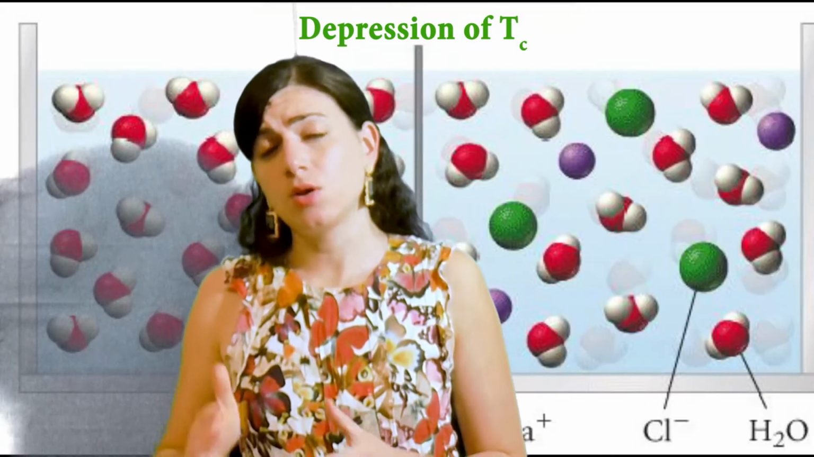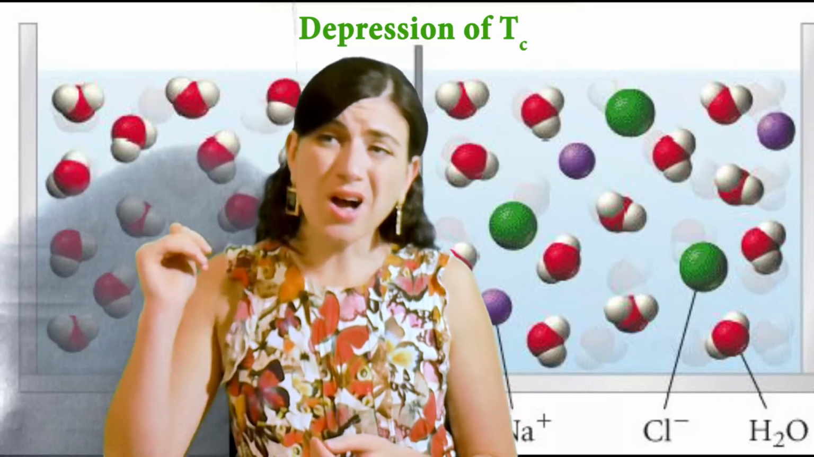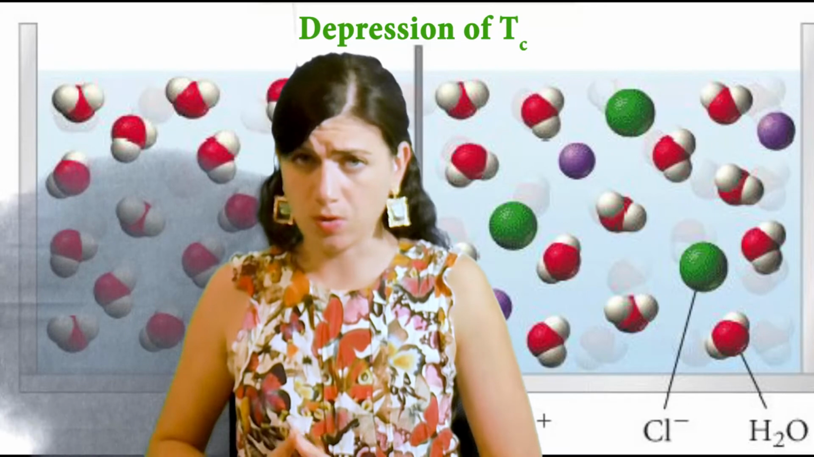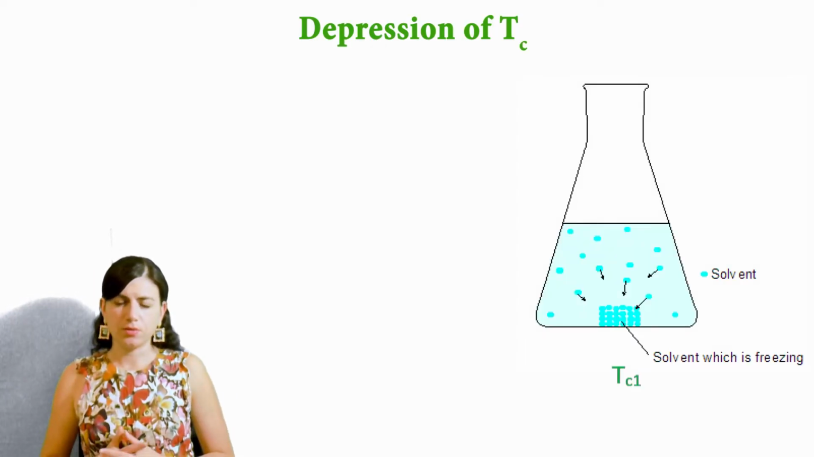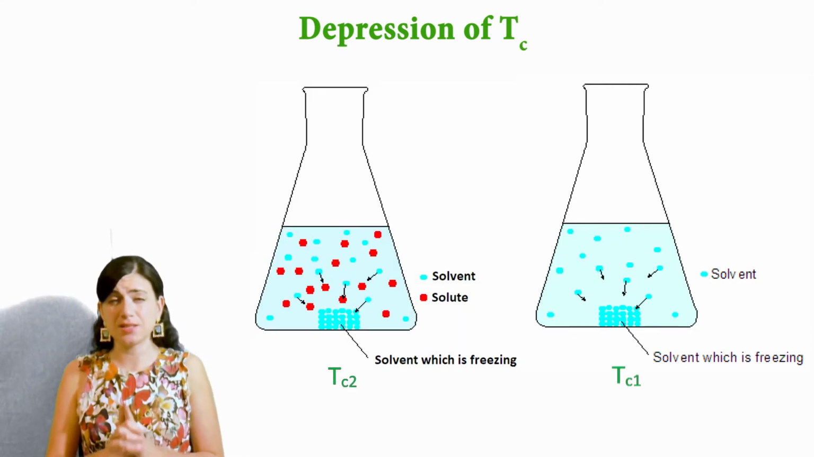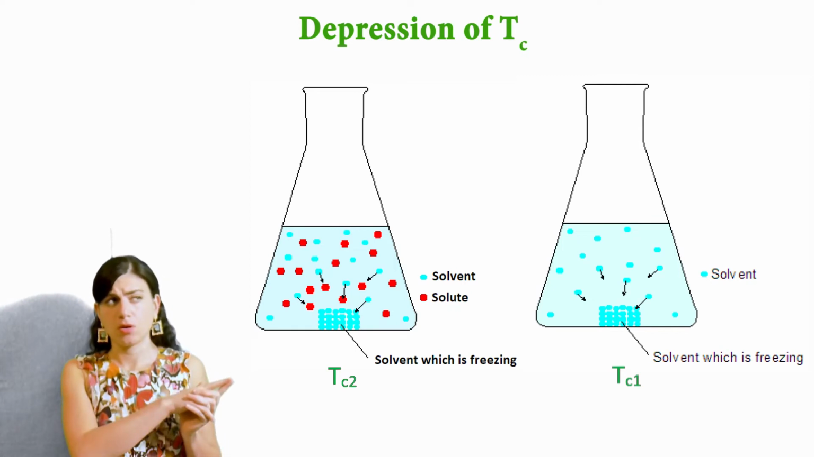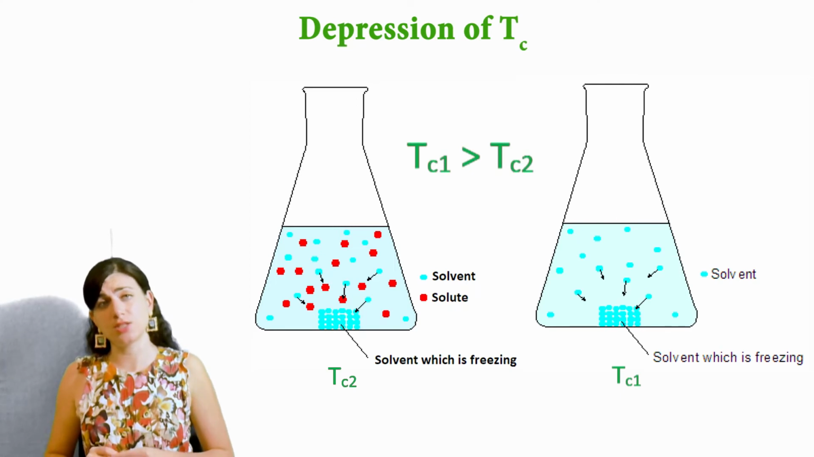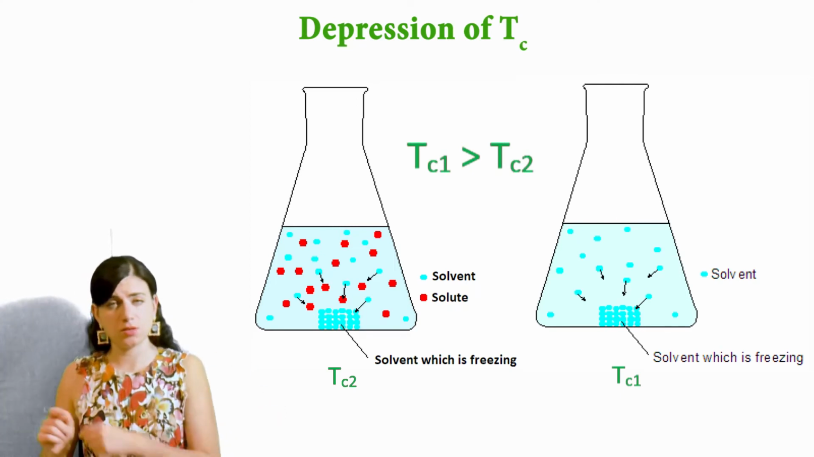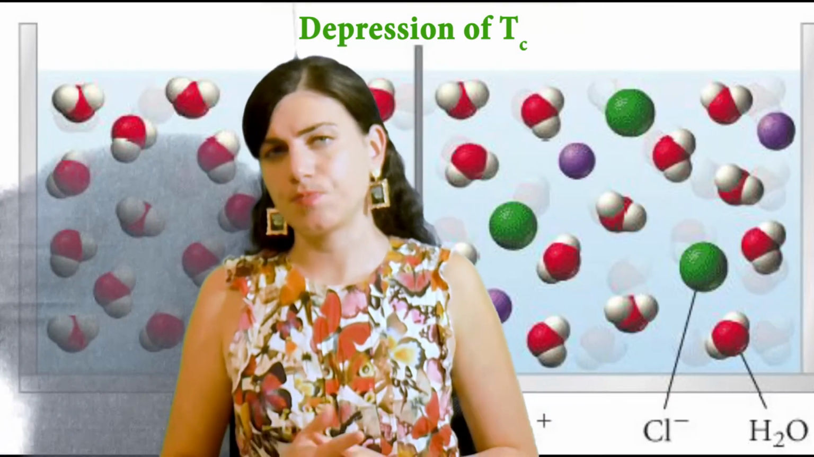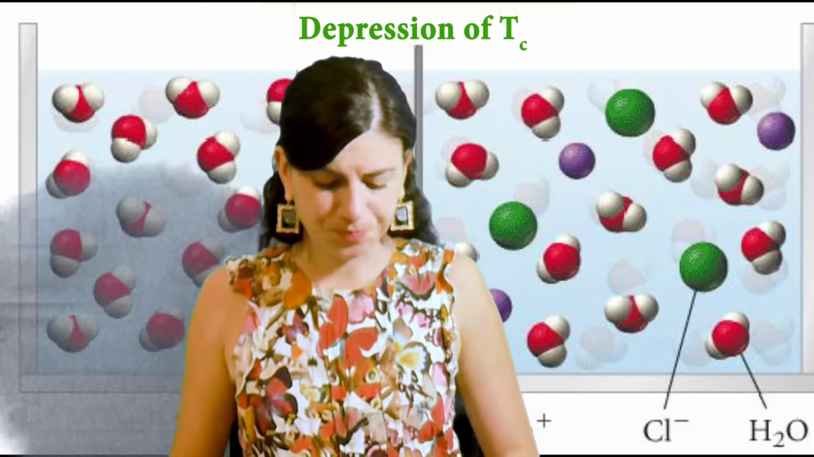This means that now I need lower temperatures to allow the solvent to crystallize compared with the temperature of pure solvent. So basically, if we have pure solvent and the same solvent in solution, the temperature of crystallization of the pure solvent is greater than the temperature of crystallization of the same solvent in solution. So what will be the equation this time?